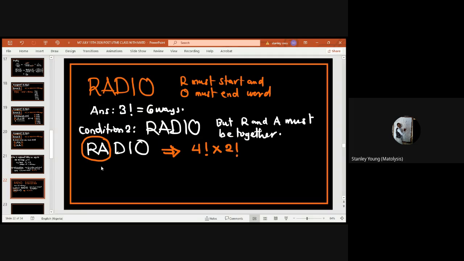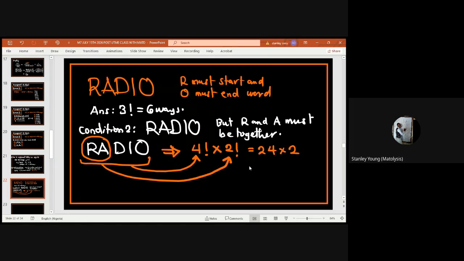Why 2 factorial? This 2 factorial is for what? This 4 factorial that I wrote here is for what? This part. Sure you understand that? So in that case, that's going to give us 24 times 2. That's going to give us 48. Now, let me use another example. 48 is too large for me to demonstrate. Let me use something else.